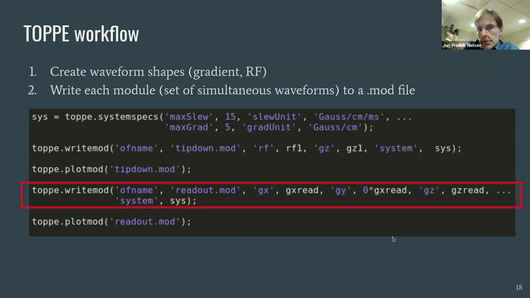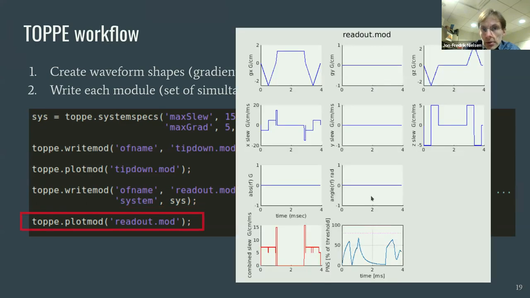And then you can do the same thing for the readout gradient. So let's say you have predefined a readout gradient and you write that to a module file like this. This actually wasn't necessary, because any waveform that's not explicitly passed is just created for you with all zeros. But it's essentially the same thing. And that readout.mod file looks like this. So this would be, let's say, a balanced sequence that you could use for, let's say, balanced SSFP imaging, for example, or something like that.